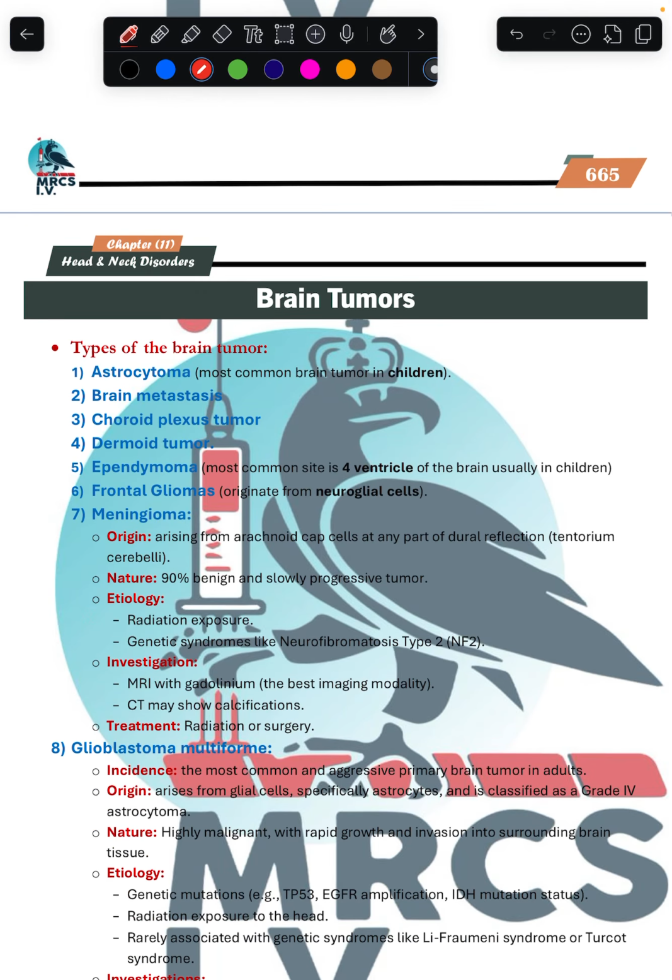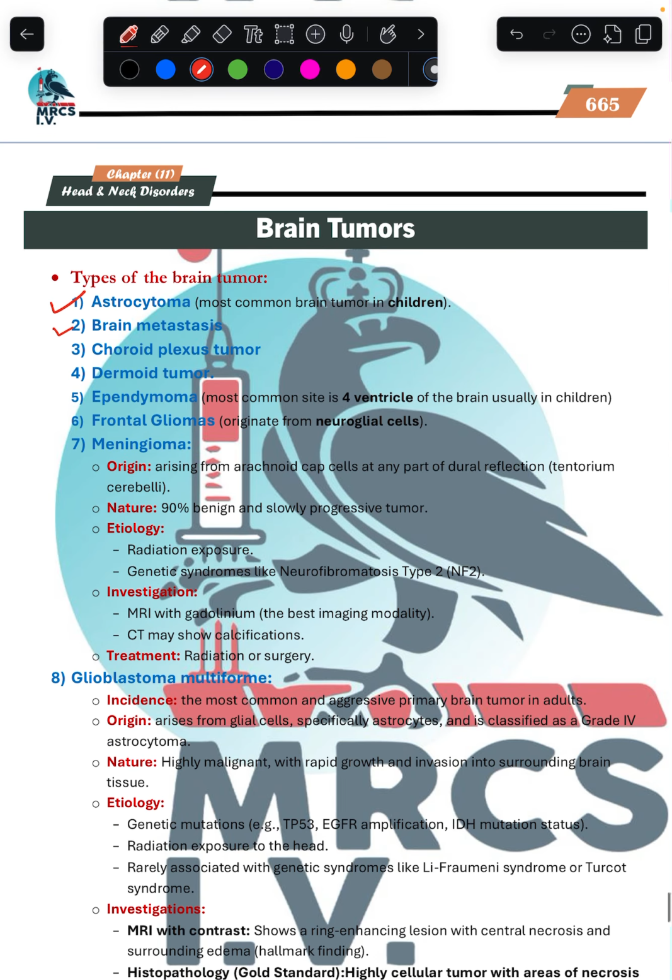So what are the brain tumors? Most commonly in children, they are having histiocytoma. In adults, metastasis is most commonly seen. Choroid plexus, dermoid tumor, ependymoma, most common site is the fourth ventricle. So there is usually hydrocephalus with ependymoma in the fourth ventricle. Frontal gliomas, neuroglial cells, meningioma. These arise from the arachnoid cap cells at the dural reflections, tentorium cerebelli and all that. 90% of meningiomas are benign. This is not malignant. The name is meningioma, but it is benign.